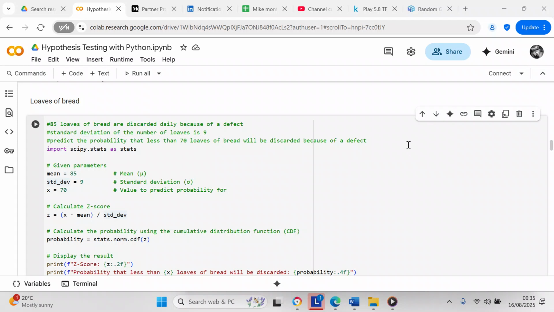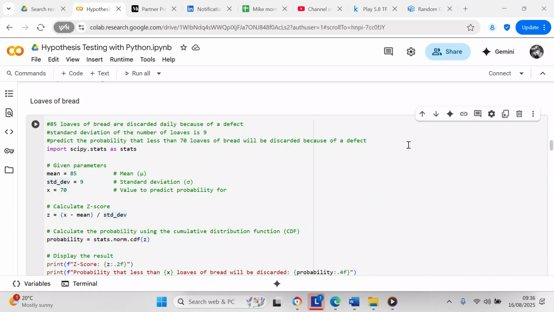So we're going to write a program in Python to answer this question, and we're going to import a library in order to execute the program. We're going to import scipy.stats as stats. SciPy is Python's scientific library. Stats is a statistical module within SciPy, and stats is what we're calling this library with the module.